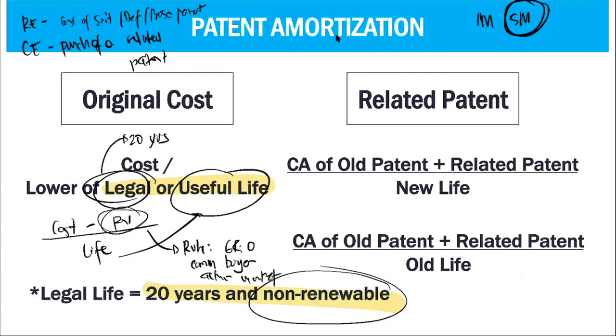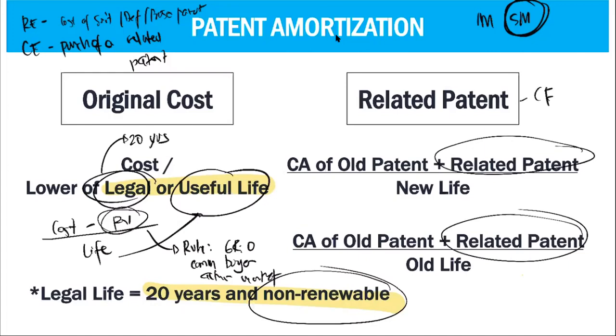How about if you have a capital expenditure on your patent? Therefore, there is a related patent. So what do we do? If there is a related patent, we add the value of the related patent. Why? Because it is a capital expenditure, and capital expenditure increases the value of your assets. So we get the carrying amount of your old patent and add the related patent.